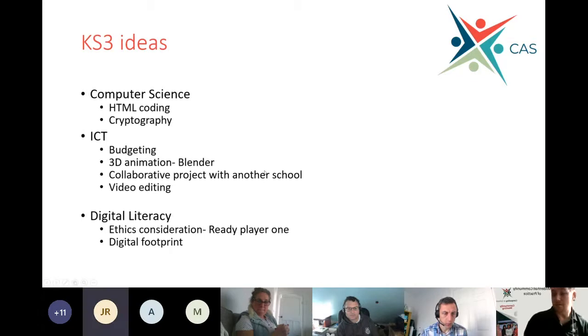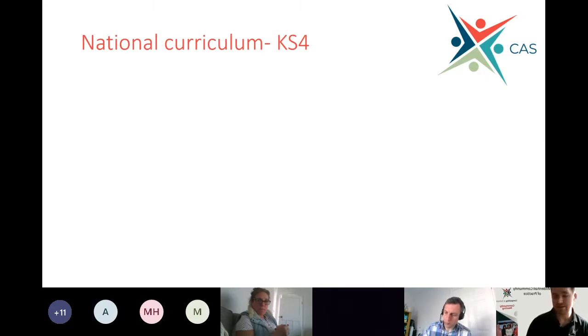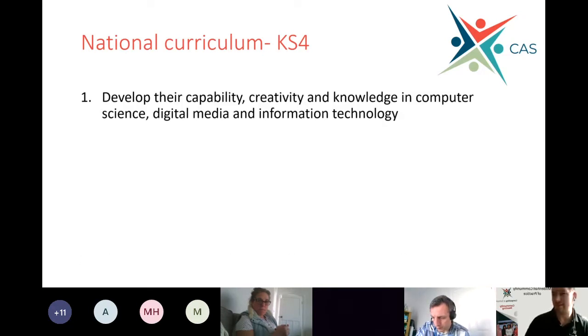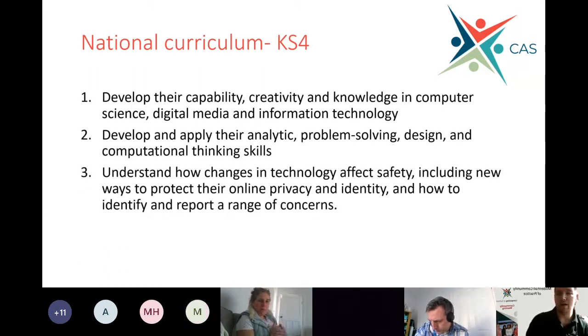So the final part of it I'm looking to focus on is the Key Stage 4 side of it. I don't like this one because it's so vague in terms of what's needed. So you've got 3 different parts: looking at using computers creatively, looking at being able to apply problem solving and computational thinking skills, and looking at how you can use technology safely and those sorts of areas.